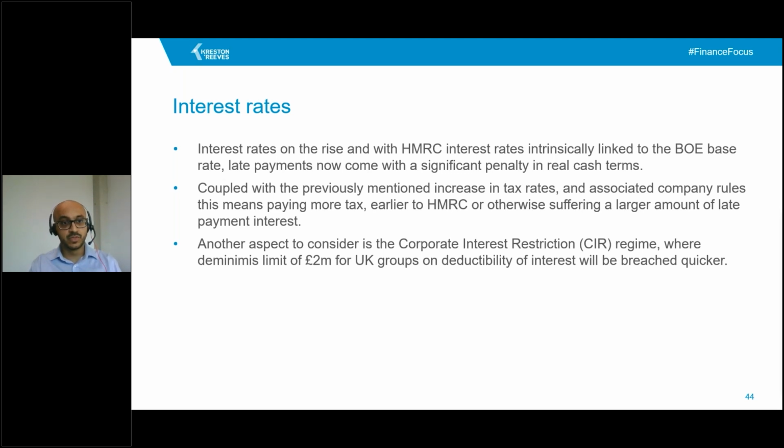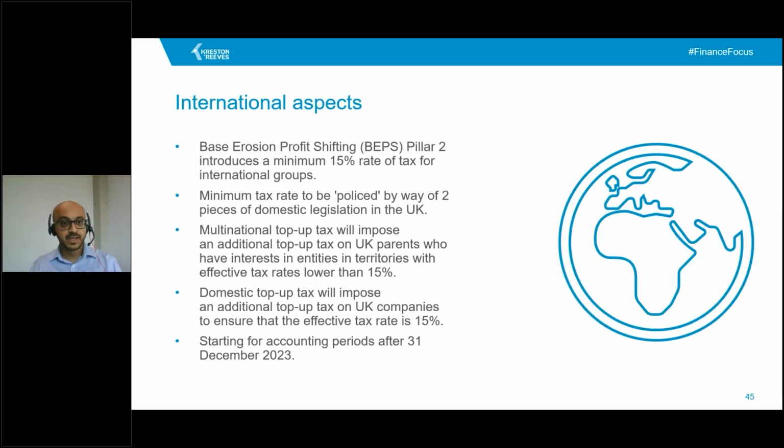So moving on to the international aspects. Recently there was the base erosion profit shifting pillar 2, so BEPS pillar 2, which introduces a minimum 15% rate of tax for international groups. Now, international groups as defined are those with annual global revenue greater than 750 million euros. And the minimum tax rate is effectively to be policed by way of two pieces of domestic legislation in the UK, working in tandem but with different targets.